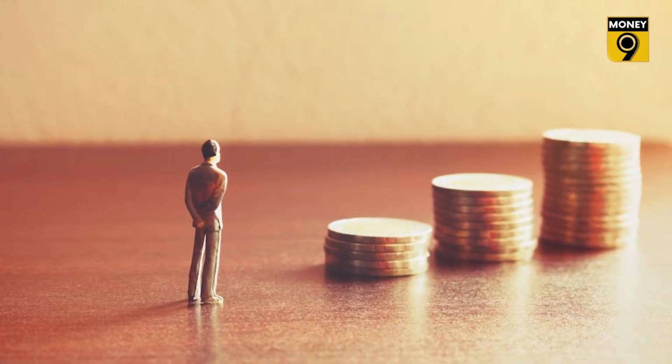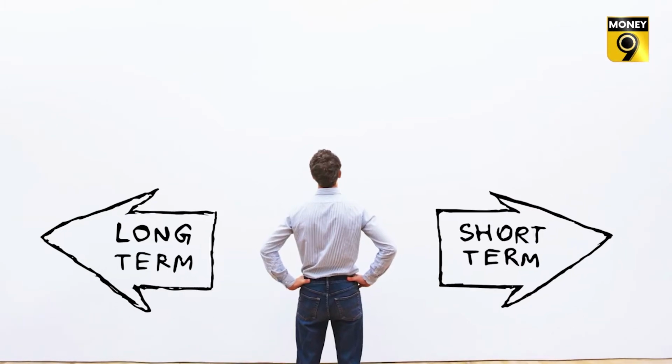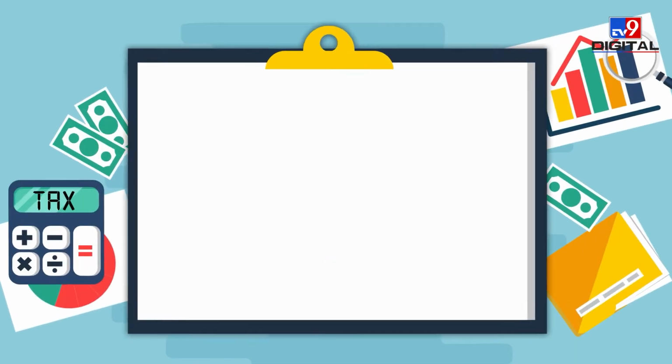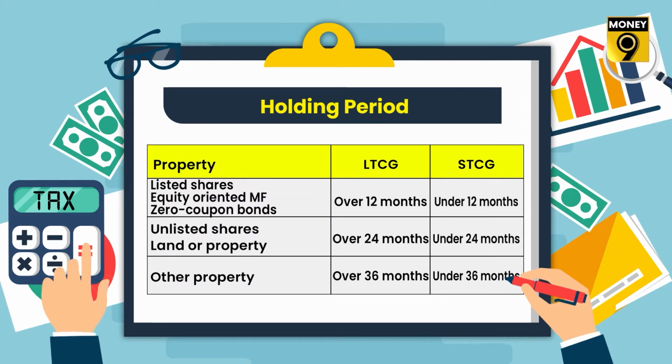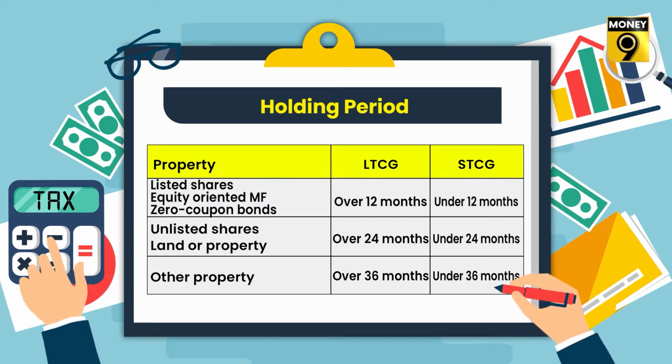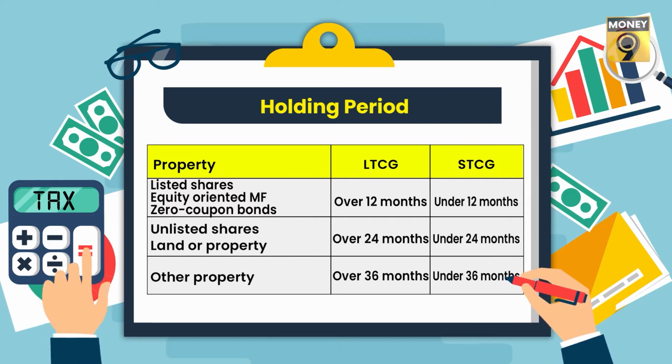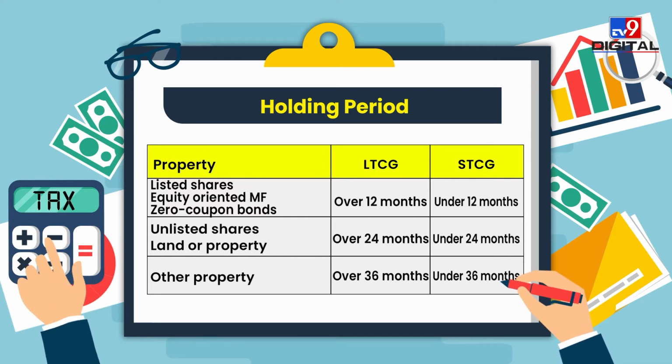For debt mutual funds, the holding period for long-term is more than 36 months. The only exception here is that for all listed shares, units of equity-oriented mutual funds or zero coupon bonds, the holding period is 12 months instead of 36 months, and for all unlisted shares or land and building, the holding period is 24 months and not 36 months.